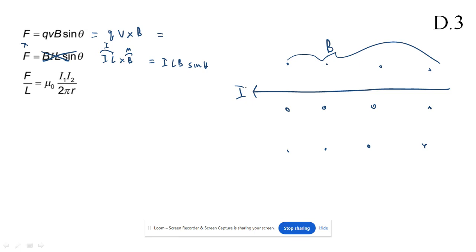So anyway, with this guy, if my index finger is pointing that way, my middle finger's out of the page, there's going to be a force on this wire that way. Okay. And then L is the length that the magnetic field and the wire overlap. I is the current in amperes. It's not the amperage, it's the current. L is the length in meters, and B is the magnetic field in Teslas.